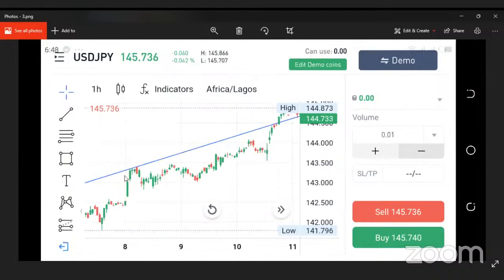Then we have what we call the trend line. This trend line is also another support and resistance, but in a different way. This is a line. The market doesn't go in a straight line. It's always going up, coming down, going up, coming down. Look at this market right here. The market was actually going up. Every time the market touches the trend line, it tries to come down until it breaks it. It broke it around here.